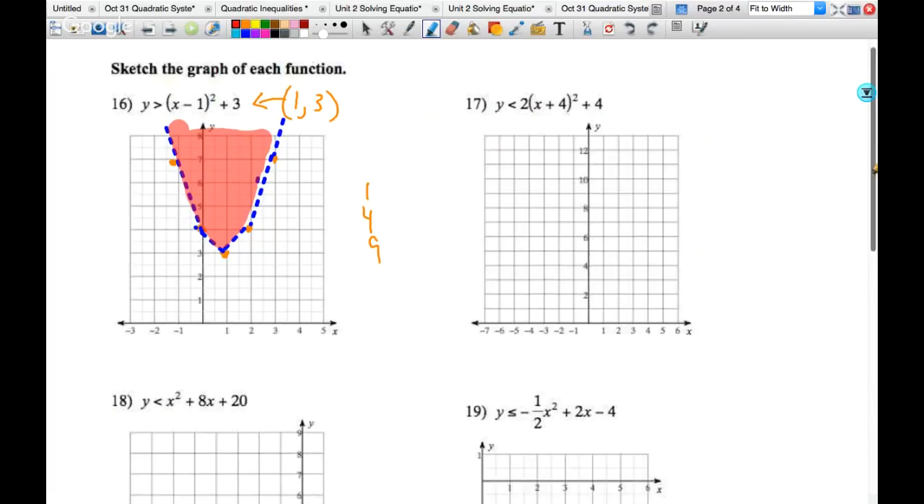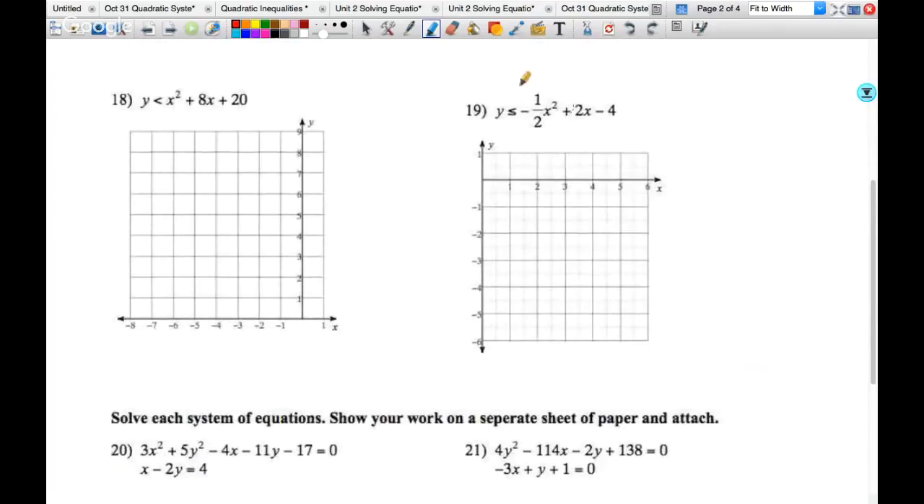All right, what if the equation is not given in vertex form like number 19? What should we do? Well, let's convert it to vertex form. I'll start by multiplying everything by -2. This will get my a value to be equal to 1. That'll be very useful. So -2y, just multiply by a negative, so I should flip my sign. It's greater than or equal to x squared minus 4x plus 8.